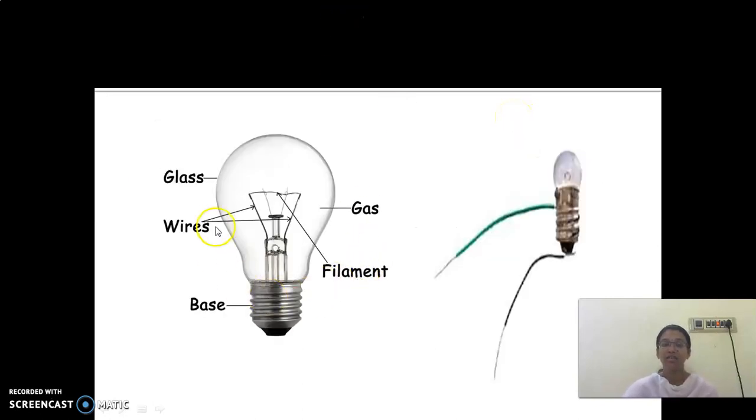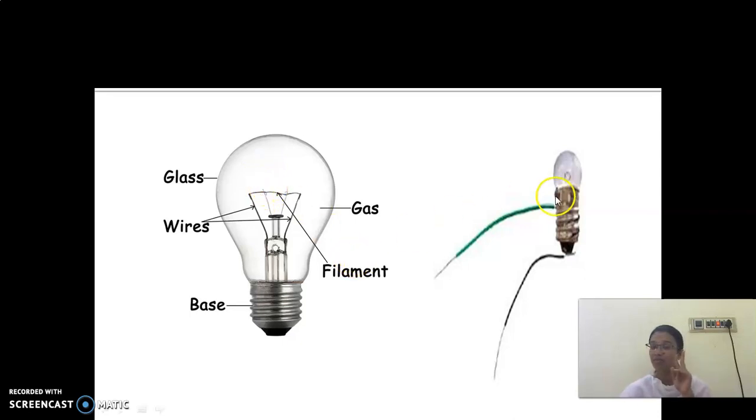Look at here. This is the structure of the bulb. This is the base of the bulb. It is covered with glass. And we have two wires and a gas which is filled inside it. I told you, filament, children. So this is the filament. It is made up of tungsten metal. If this filament breaks, the bulb does not glow.